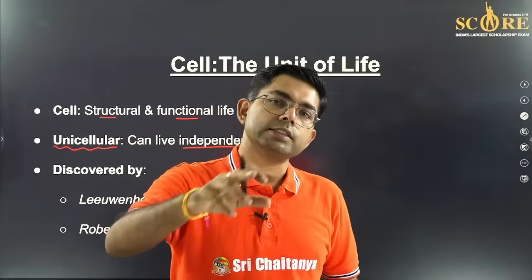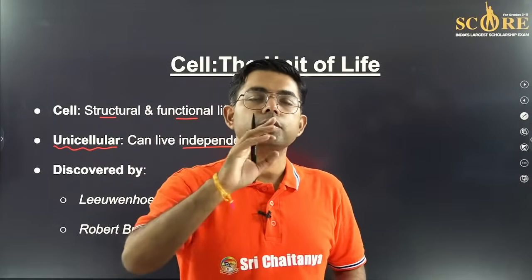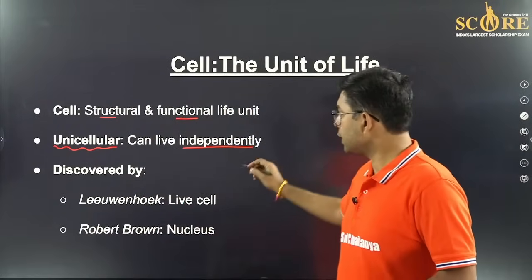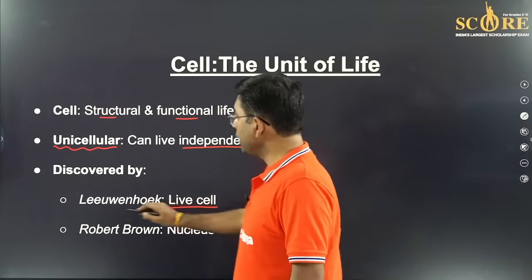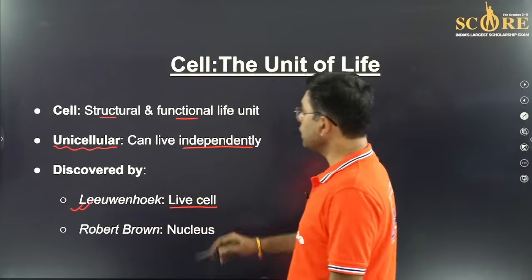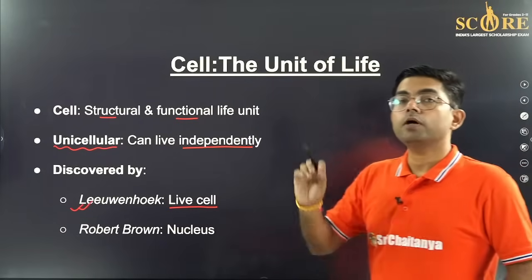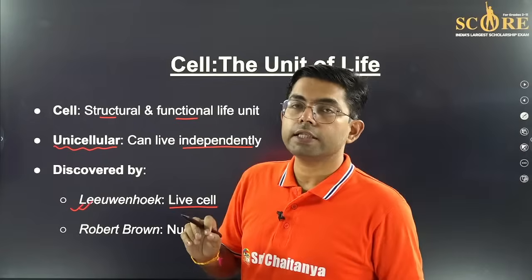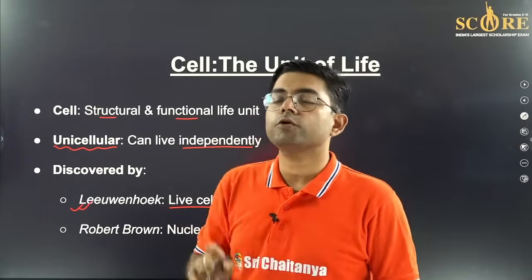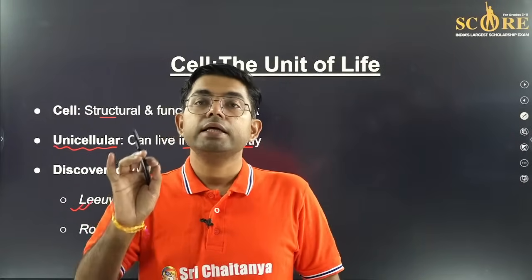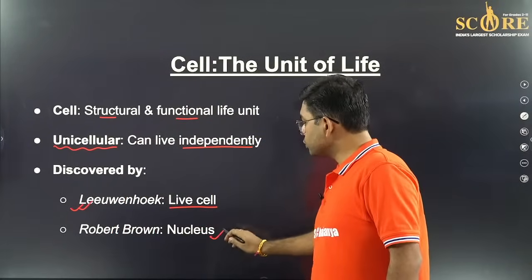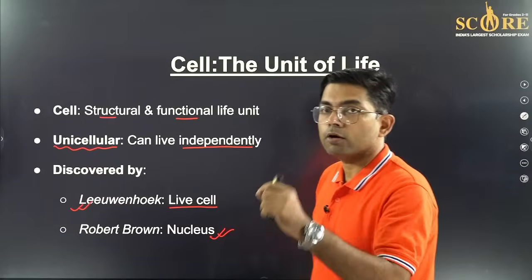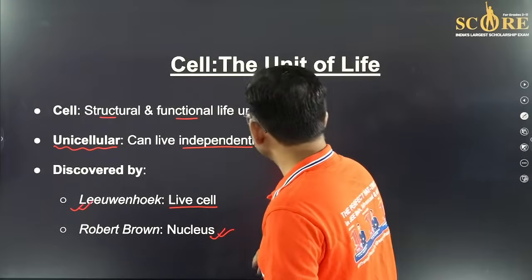So different organs perform different functions. In unicellular bacteria, the same cell is doing digestion, respiration, every process. That's why they live independently. Who discovered the cell? Leeuwenhoek discovered the living cell, and Robert Hooke discovered the dead cell. So the first cell was discovered by Robert Hooke, but he discovered a dead cell. Now the nucleus was discovered by Robert Brown.